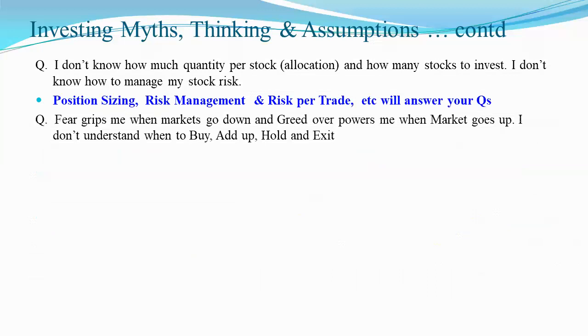How much to buy, what quantity to buy, that will be told by position sizing and risk management. Maximum in a sector about 30% of your portfolio, maximum in a stock 8 to 10%. How much risk per trade? If I have a portfolio of 1 lakh, I may take a risk per trade of about 2%, 2000 or so.